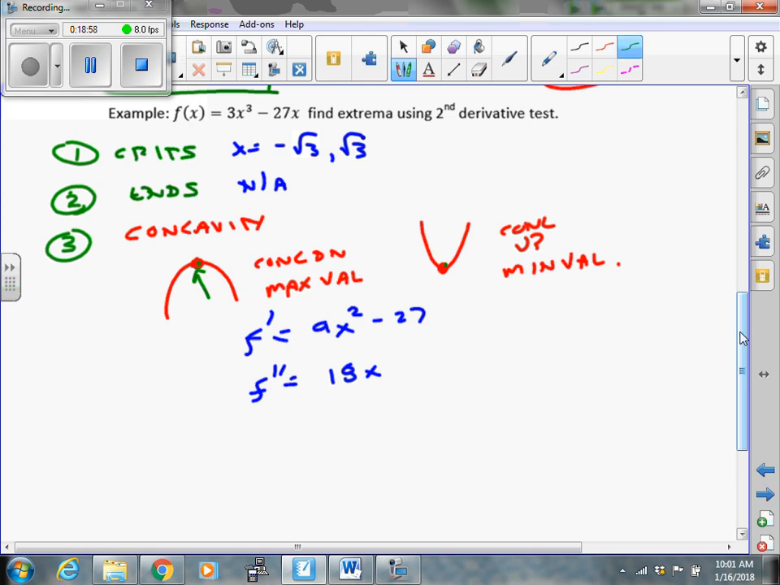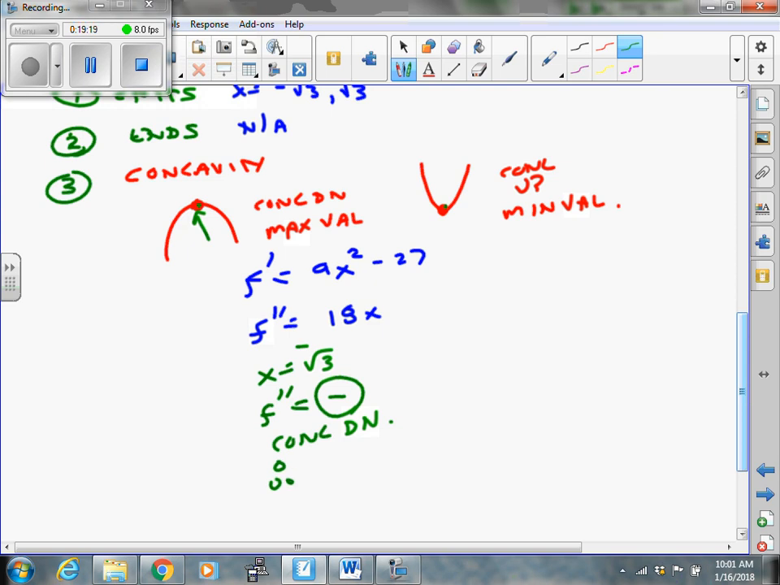Because now all I do is take my crit point, x equals negative radical 3, and that tells me my double derivative has to be a negative number. If it's a negative number, then my function has to be concave down. Therefore, x equals negative radical 3 is concave down. See, I have to draw pictures. I'm not that intelligent. Concave down, it's got to be a max.